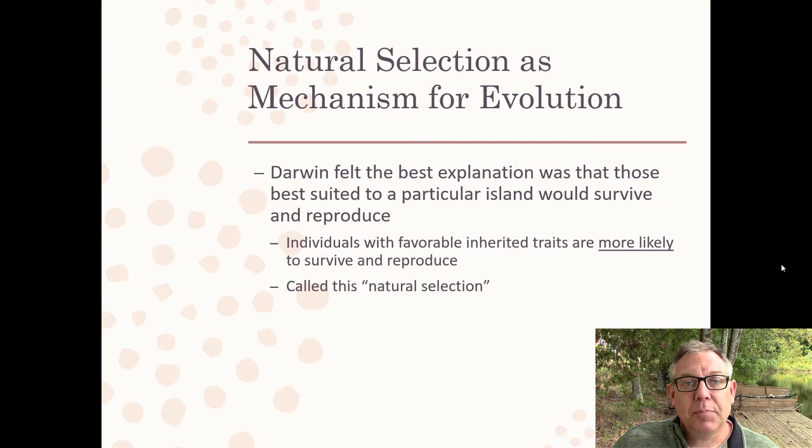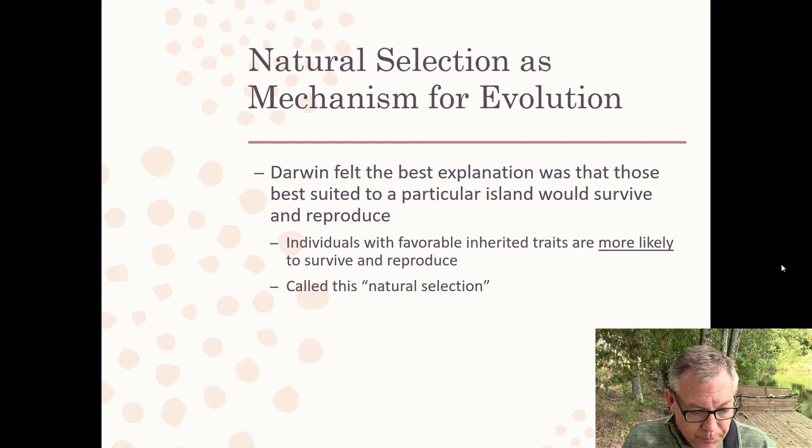And so what would be left behind would be the ones that are best suited. Individuals with favorable inherited traits are more likely to survive, more likely to reproduce, and their offspring are also going to have those very traits that gave their parents an advantage. And he called this idea natural selection. It's a very simple idea, but it makes a lot of sense.